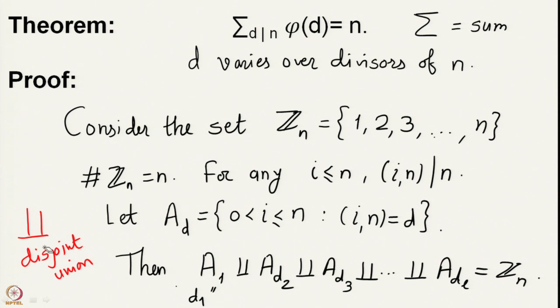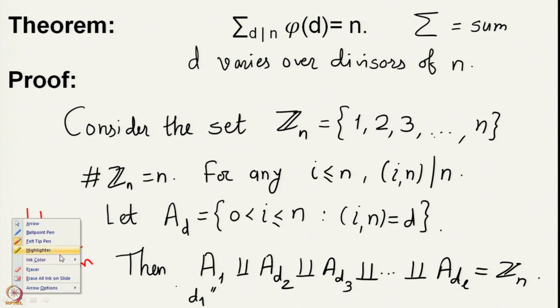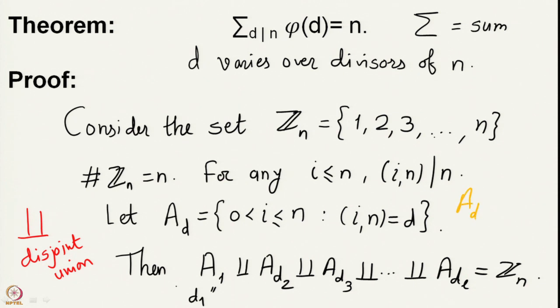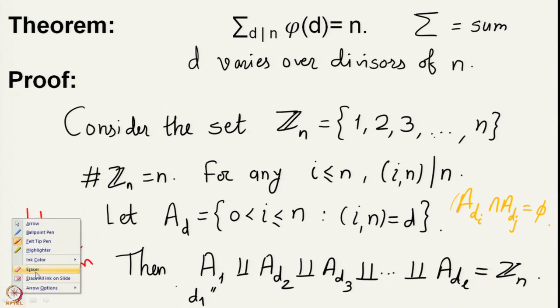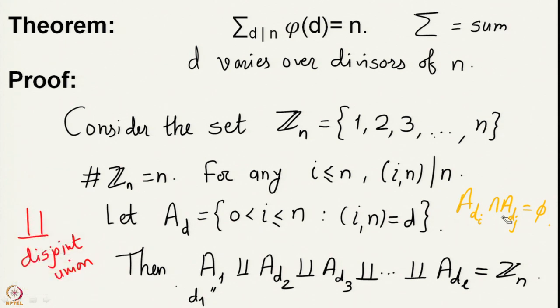This symbol says that we are first of all taking the union of the elements, but it also tells you that these sets are all disjoint. That is not very difficult to check, because whenever you have elements coming from two different divisors, A_di intersection A_dj is going to be empty. This is because the elements of A_di have the property that their GCD with your number n is di, whereas A_dj are the elements whose GCD with n is dj. So, this is if di is different from dj. So, we have that this is a disjoint union and it gives you Zn.